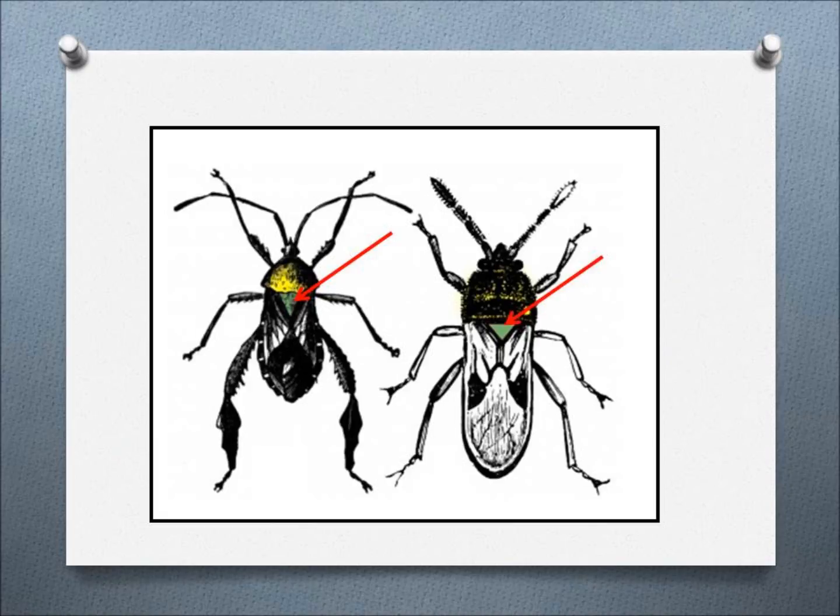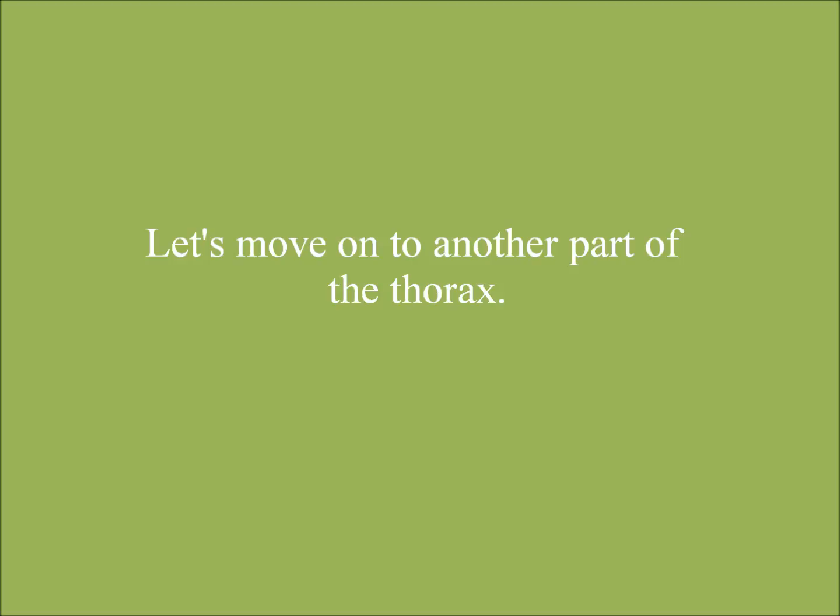On all adults found on the mesonotum, but visible in true bugs, is a triangular region called the scutellum. This visible region is one of the ways entomologists classify insects. Let's move on to another part of the thorax.